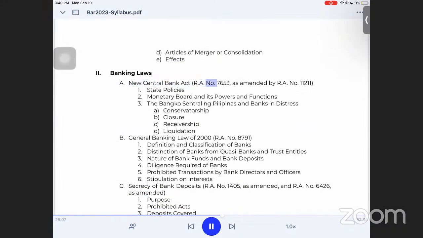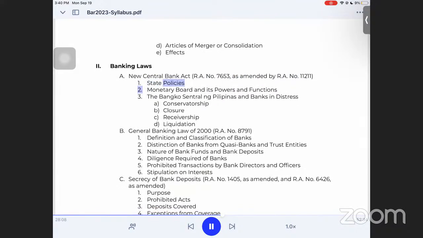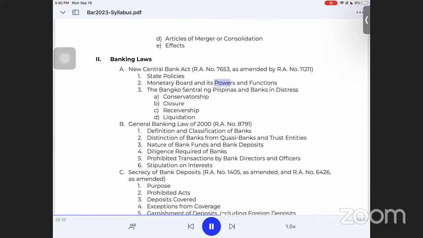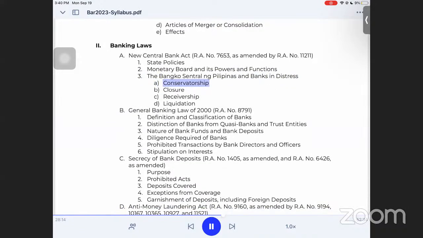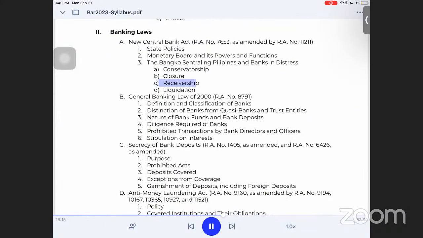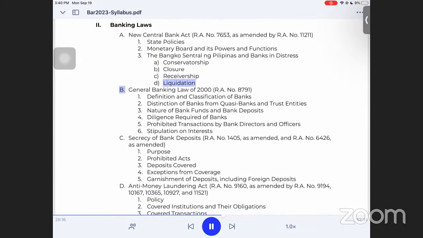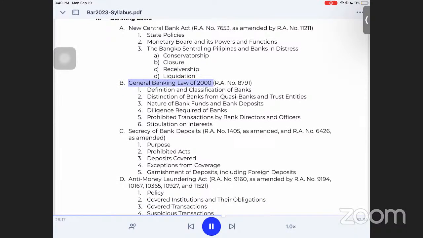A. Number 7653, as amended by R.A. Number 11211. 1. State policies. 2. Monetary Board and its powers and functions. 3. The Bangko Sentral ng Pilipinas and banks in distress. A. Conservatorship. B. Closure. C. Receivership. D. Liquidation.